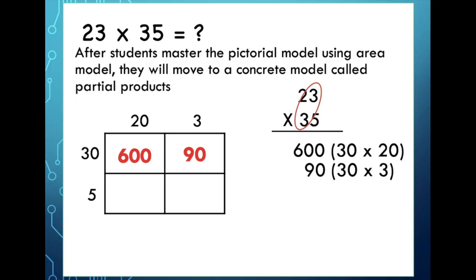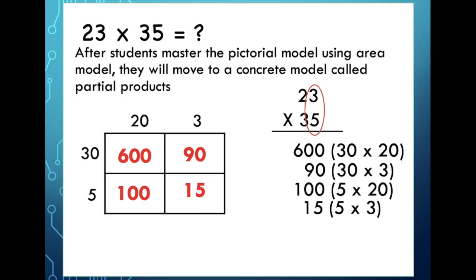Continuing, 5 times 20 is 100. We circle the 5 and not a 2, but a 20. The 2 represents a 20. So 5 times 20 is 100. 5 times 3 is 15. The 5 and the 3 are in the ones column, so 5 times 3 is 15. We add up all these products and we get 805. Remember, we do not use the word and. It is 805.